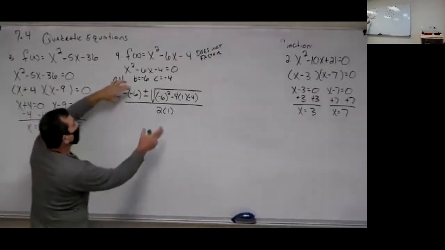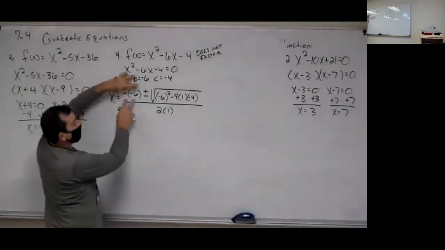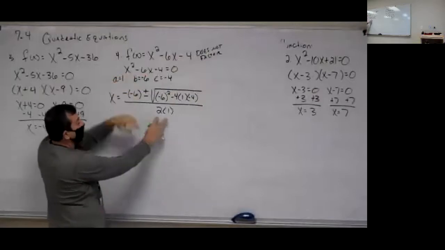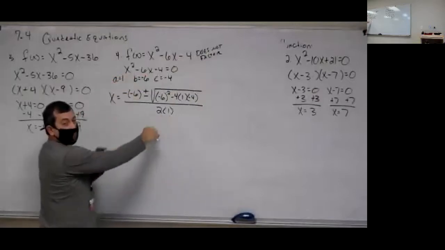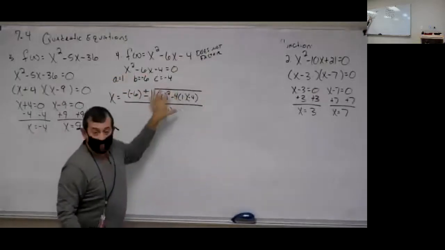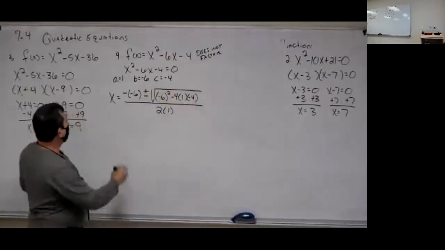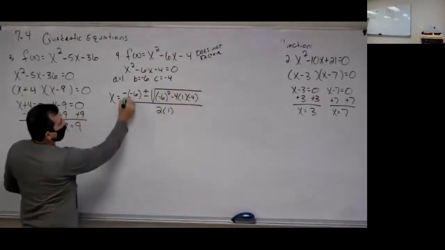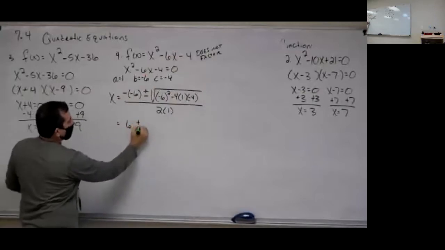Now, we can do a little bit on the outside. Like I can take care of this double negative on the 6, and I can multiply that 2 times 1 on the bottom. But most of my work's going to be up under there. Okay? So, negative 6, I'm going to make that a positive 6.